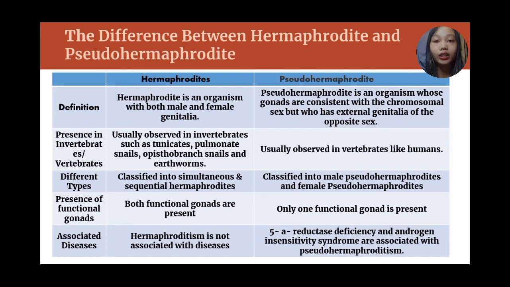Hermaphrodites are classified into simultaneous and sequential hermaphrodites. Pseudo-hermaphrodites are classified into male pseudo-hermaphrodites and female pseudo-hermaphrodites. In hermaphrodites both gonads are functional, while in pseudo-hermaphrodites only one functional gonad is present. Hermaphroditism is not associated with disease, while 5-alpha reductase deficiency and androgen insensitivity syndrome are associated with pseudo-hermaphroditism.